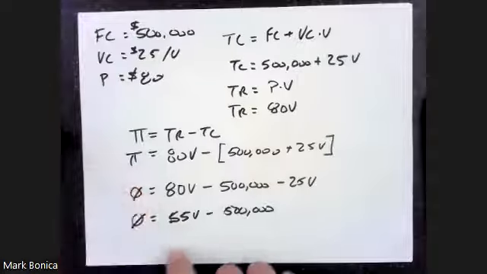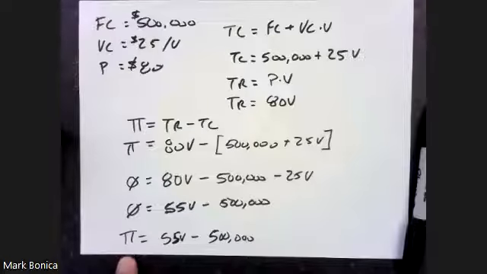So as volume increases, as we go from, say, 0, at 0, what do we have? Profit of, let me actually change that. All right, so we have pi equals 55V minus 500,000. Now, don't get hung up on the 0. When volume equals 0, looking at this equation, what does pi equal? Minus 500,000, right?